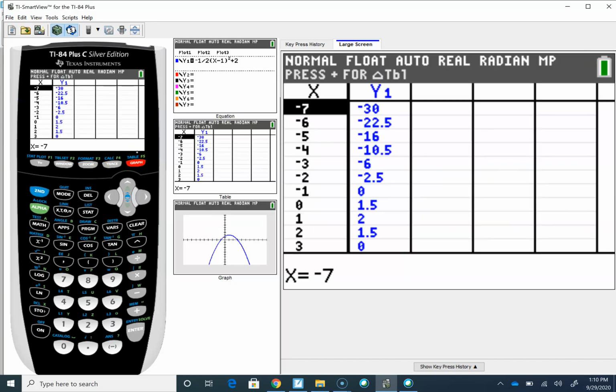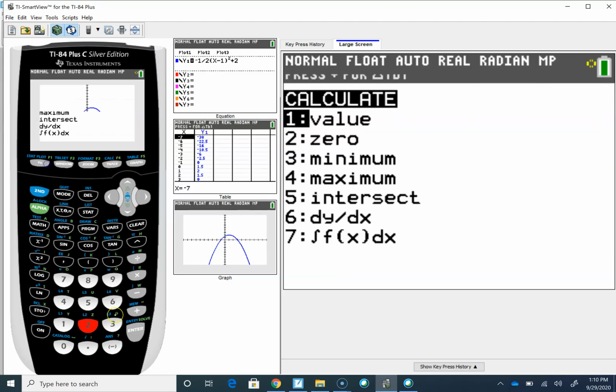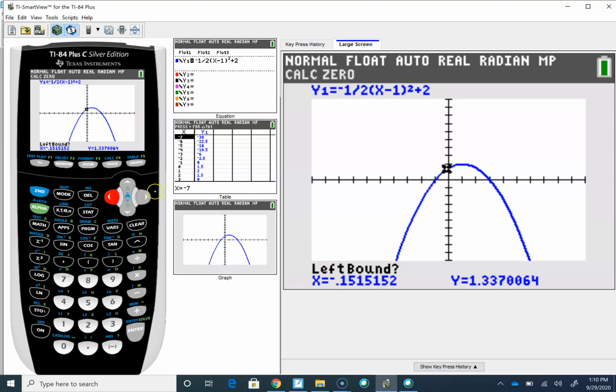zeros. So I'm going to calculate the zero, number 2. And I'm going to follow the directions, left bound. So I'm going to find this one first, enter. Right bound, this will get much quicker as you go, like this one, enter. And I don't want to guess. So that is negative 1, 0.